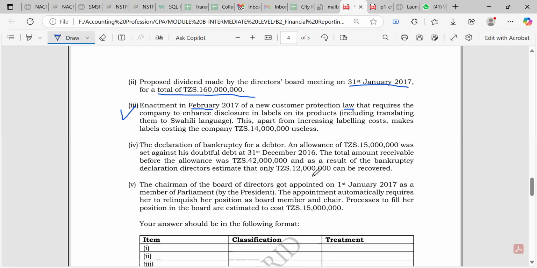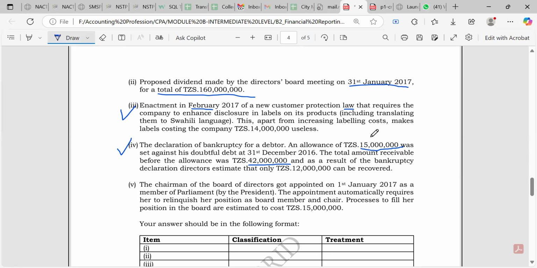This one is Roman 4. We say the declaration of bankrupts. Let's finish up with this, and then we can look for maybe another example. The declaration of bankrupts for debtors, as usual our credit customers, right? An allowance of 15 million was set against the doubtful debts at 31st December 2016. So at the end of the year, we knew that there was an allowance of 15 million. The total amount receivable before the allowance was 42. So it means after the allowance of 15, we only remained with 27, right?